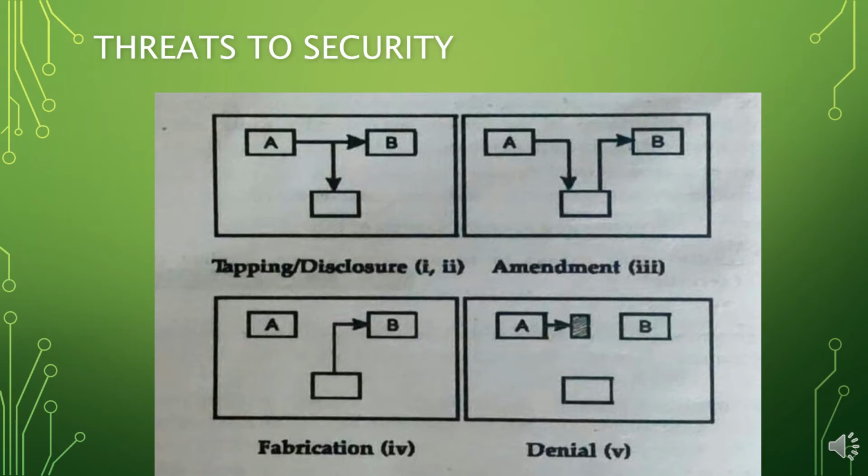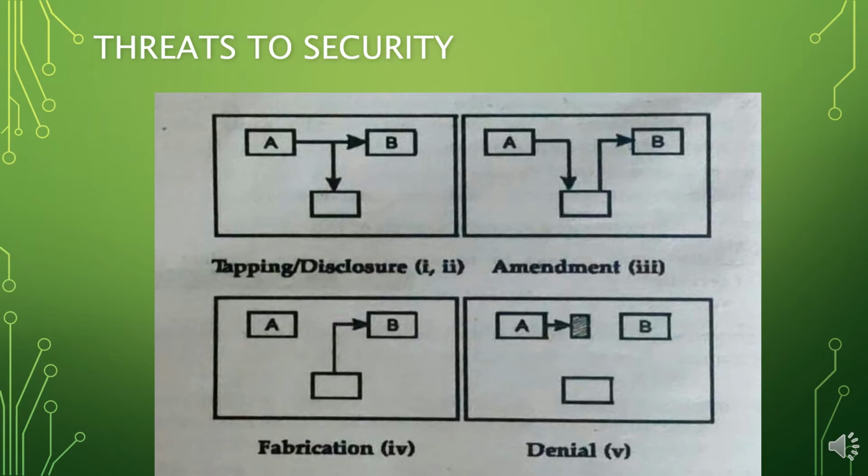The security threats are represented in the diagram properly. Out of these 5 security threats, the first 2, that is tapping and disclosure, are categorized as passive threats, and the other 3 are active threats. It is clear that in both cases 1 and 2, information goes to the third party, but the difference is that in tapping, the third party accesses information without the knowledge of the other 2 parties, whereas in disclosure, the source party willingly discloses the information to the third party.